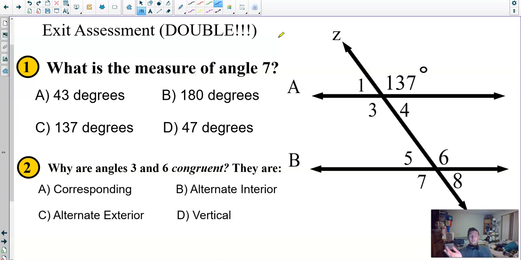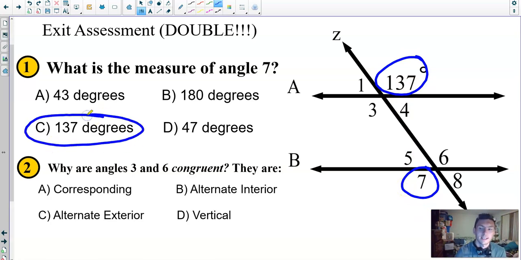So I could find all of them and then just use that, but I don't have to. Since I know this angle, and I'm looking for angle 7, I like to circle the two angles that we're looking at. So you can see I circled them. Those two angles have a relationship, one of the vocabulary words that we looked at. They are both exterior angles, they're on the outside, and since they're diagonally across from each other, they are alternate exterior angles. So that means they are equal. So the answer is choice C.